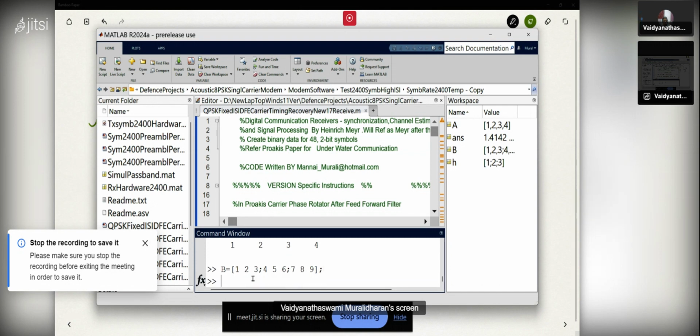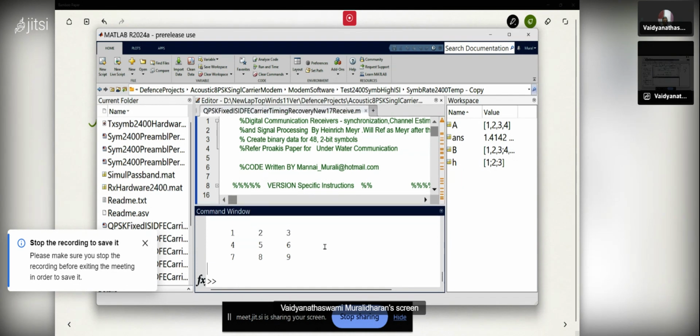Let us display B. Type B, just press enter. 1, 2, 3, 4, 5, 6, 7, 8, 9. So this is matrix B, a 3 by 3 matrix. First we dealt with a vector. A vector could be either a row vector or a column vector. For example, let C equal to 9, 10, 11. So this is 3 cross 1.